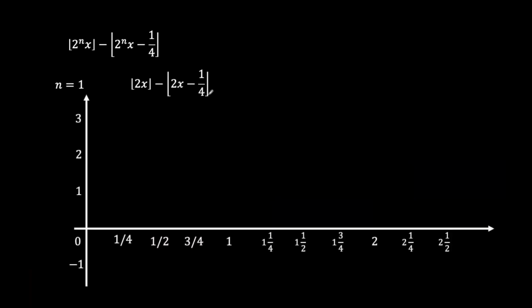So for n equals 1, we have the floor function of 2x minus the floor function of 2x minus a quarter. So what that means is that for the floor function of 2x, from 0 to a half, it's 0. From a half to 1, it's 1. From 1 to 1 and a half, it's 2. And then from 1 and a half to 2, it's 3.